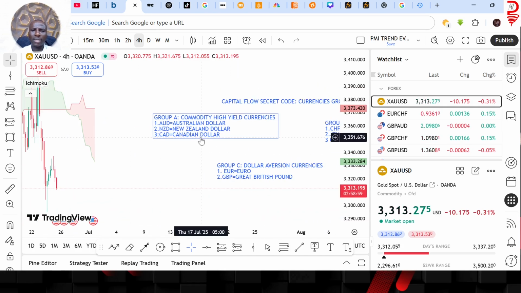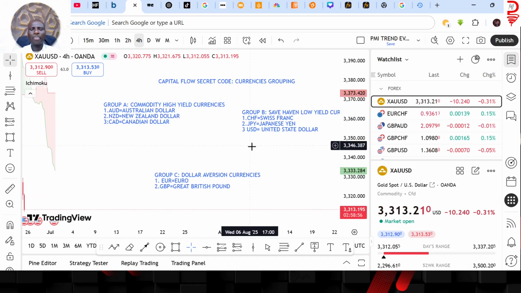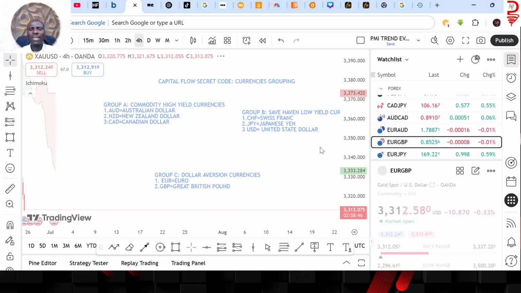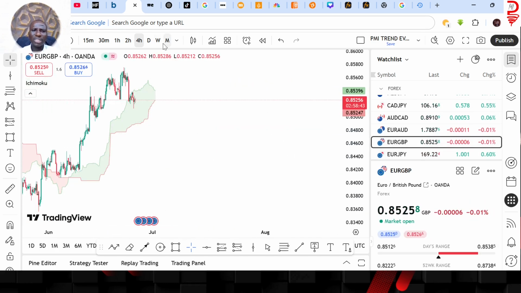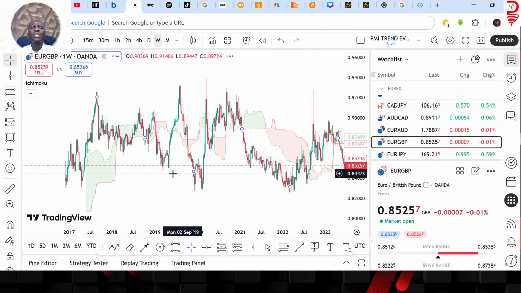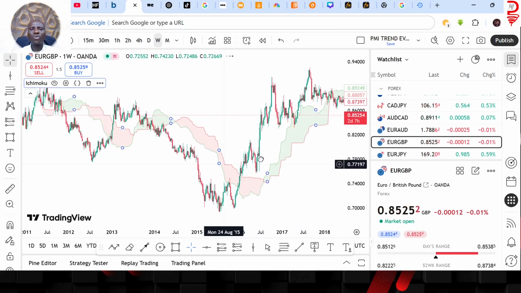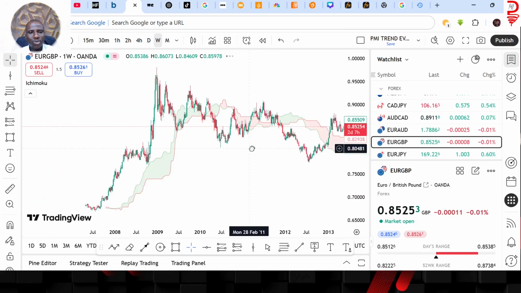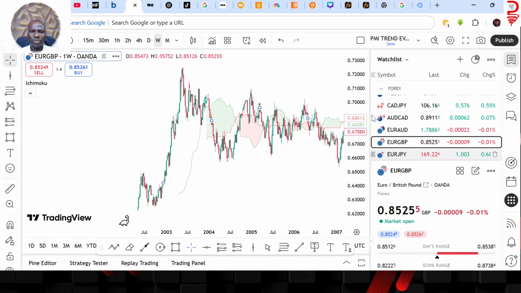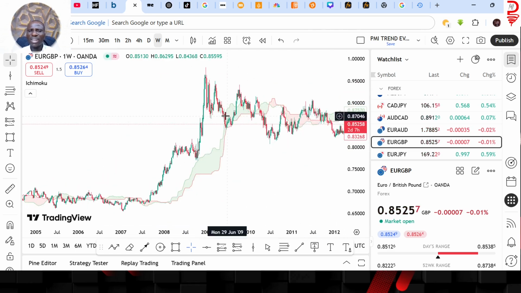Now Euro GBP is within the same group. Now let's go to Euro GBP. Let's see what we have. As much as it's not that you cannot trade it, just look at it. Of course, when you look back, you can still have some situations where you have trend lines and the like. But for the majority, just imagine you are trading within this period. It is very dicey.